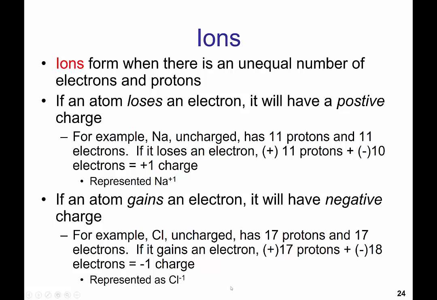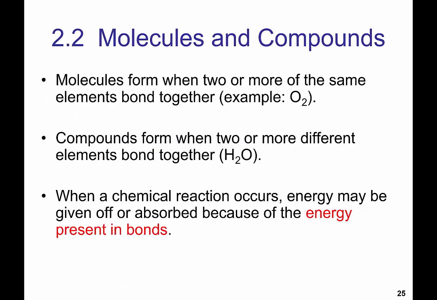You can lose more than 1 electron or gain more than 1 too, and that will be represented by either a positive 2, positive 3, negative 2, negative 3, etc., letting you know how many protons versus electrons you have. So loss means positive charge, gain means negative charge. But if you keep it straight that electrons are negatively charged, this will make sense.